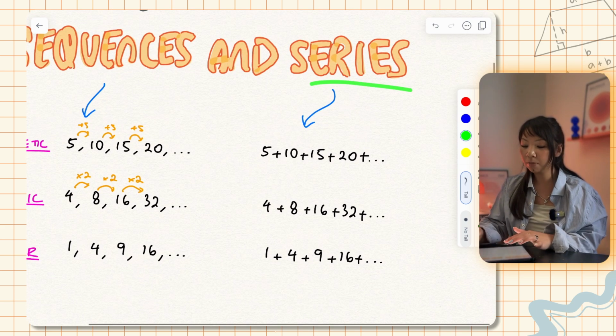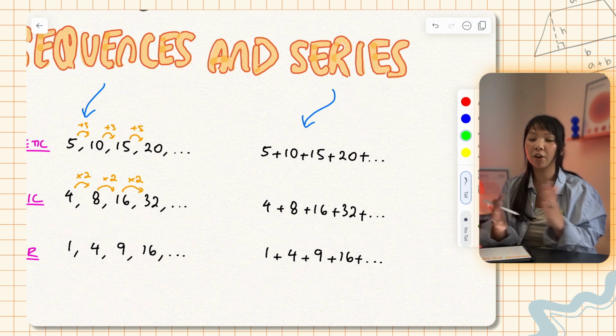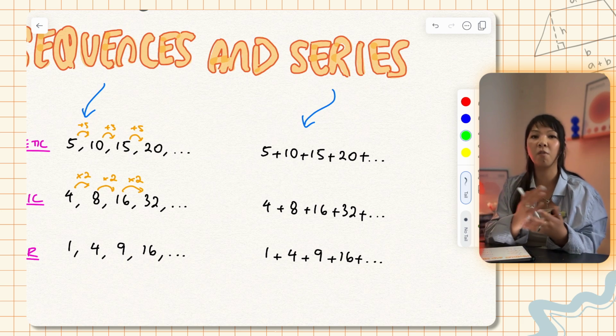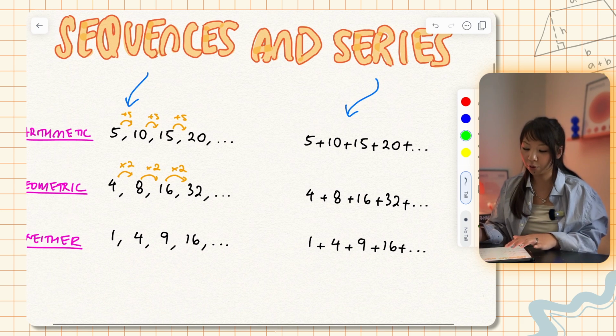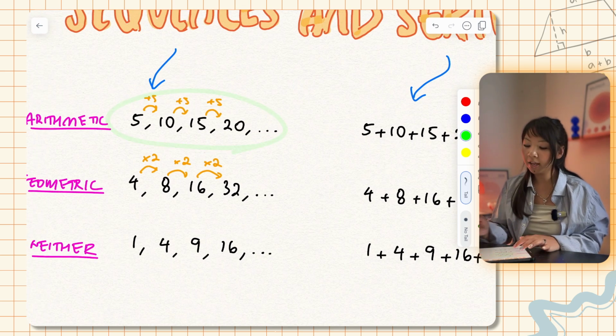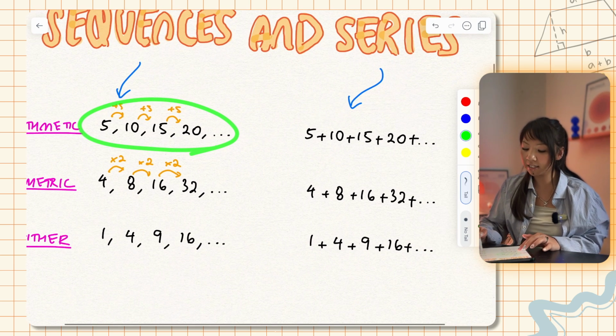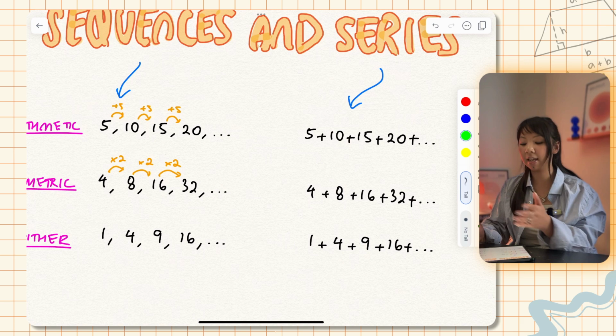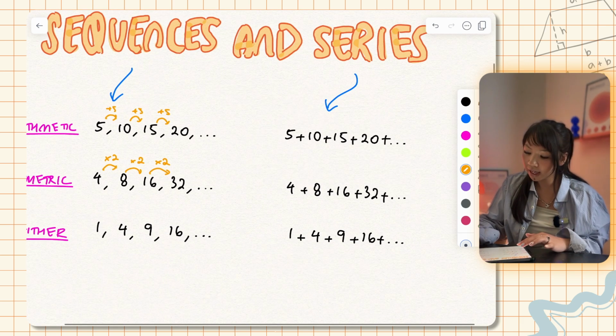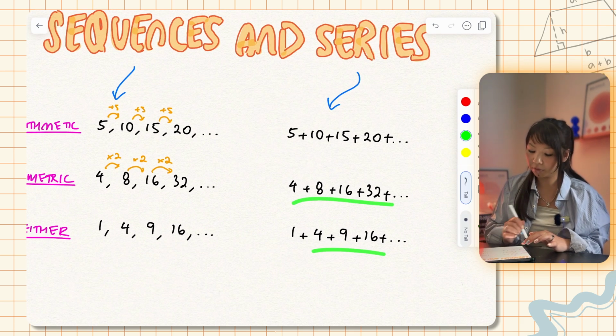Next, series. When I refer to series, it's very simple. It's just the sum of the terms in the sequence. So if I look at this first sequence here, if I wanted to add the terms in that sequence, then I'd just be 5 plus 10 plus 15 plus 20. And then the same thing, you add these terms of the sequence.